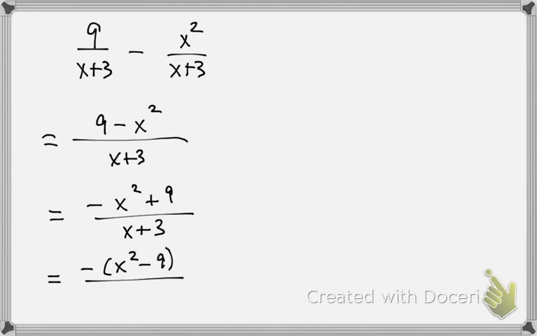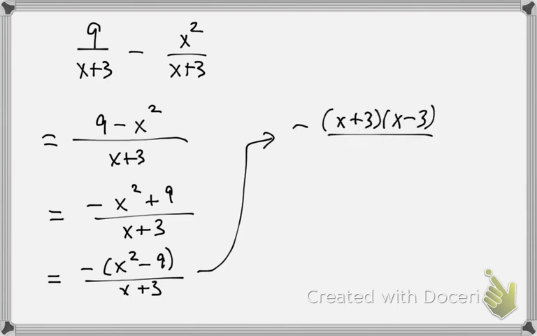Choose to factor out a negative, leaving you with x squared minus 9. And x squared minus 9 is what? A difference of squares, x plus 3, x minus 3. You guys agree?